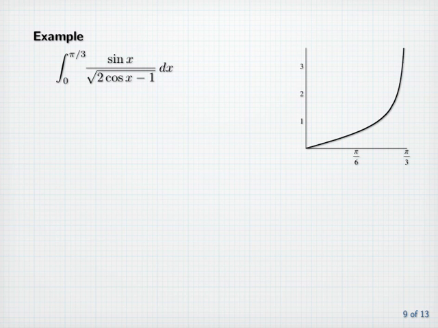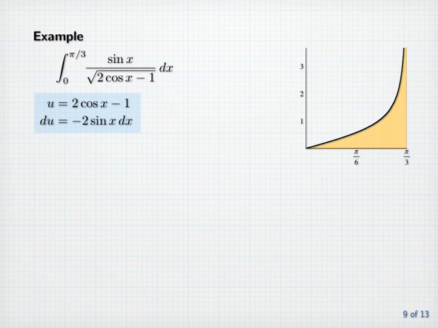And here's what the graph looks like. If this improper integral converges, then it will tell us the area of the unbounded region under the graph. Now to compute the integral, let's make a substitution. We'll let u equal 2 cosine x minus 1, which makes du equal minus 2 sine x dx. So the sine x dx in the integral becomes minus 1/2 of du.